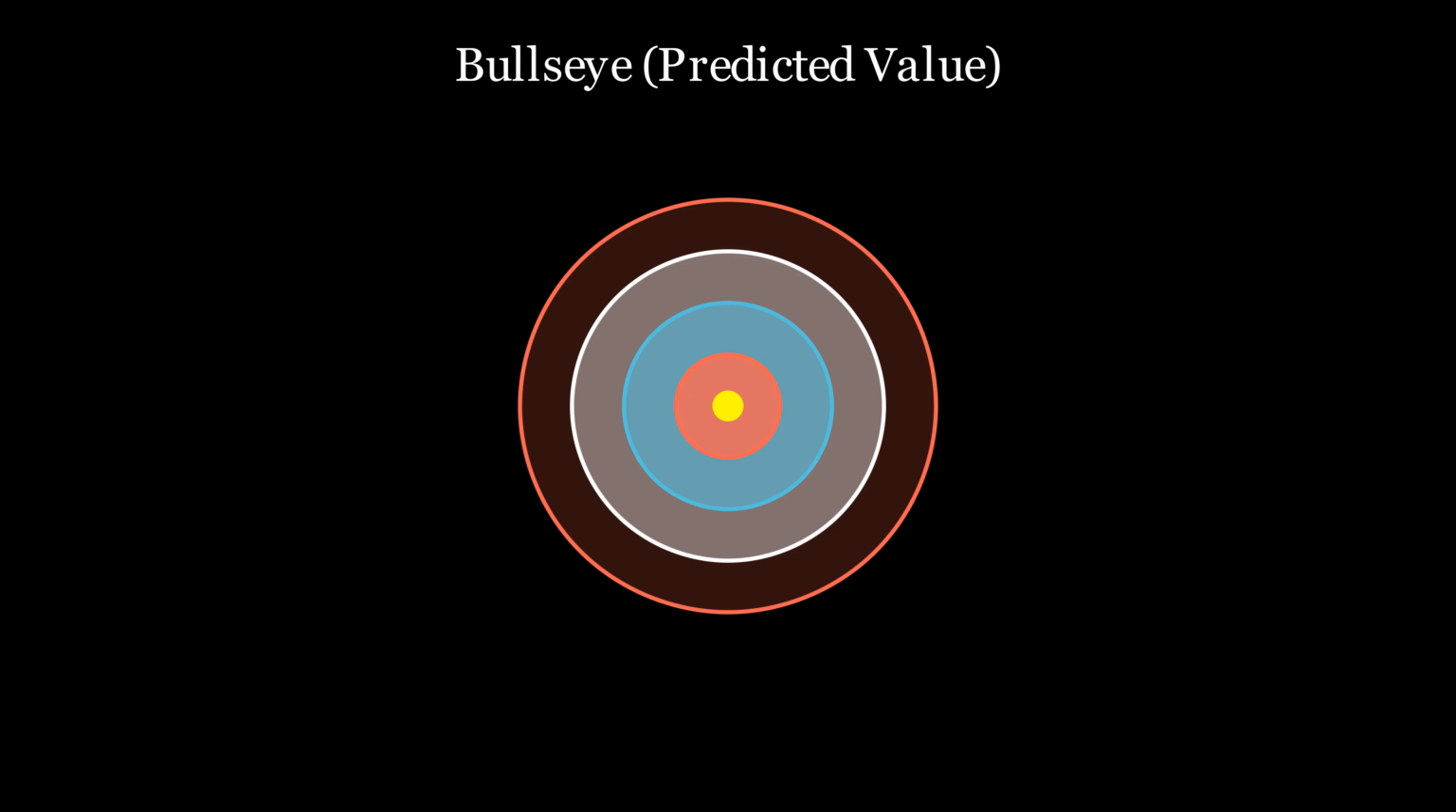Let's take an example for MSE, using a fun darts analogy. Imagine you are playing darts. The bullseye in the center represents the perfect prediction, or the predicted value. Now, let's throw some darts to see where they land. Each dart represents the actual results. For MSE, we measure the distance from each dart to the bullseye, and then square these distances.